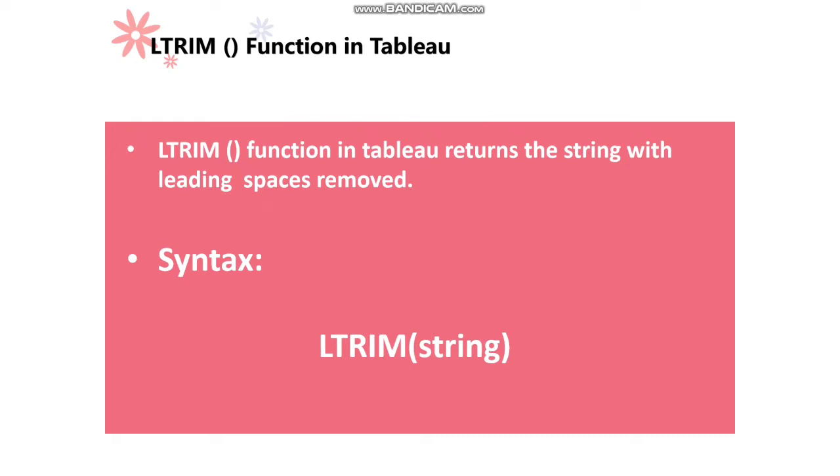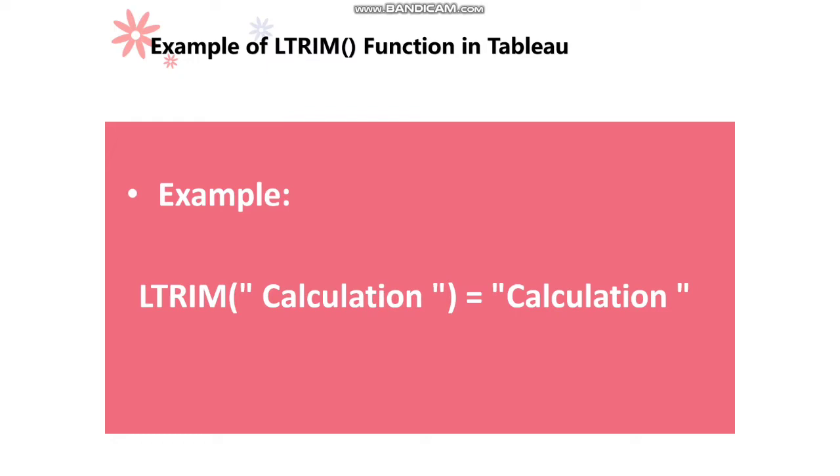Let's understand what is LTRIM. The LTRIM function in Tableau returns the string with leading spaces removed. So the LTRIM function only focuses on the leading spaces. The syntax is like this: LTRIM of string. Let's see the example: LTRIM of calculation equal to calculation.